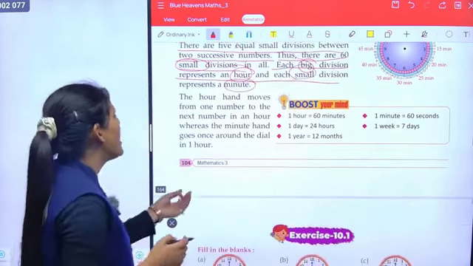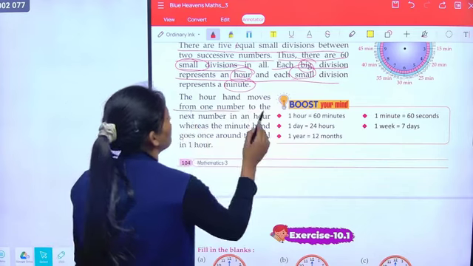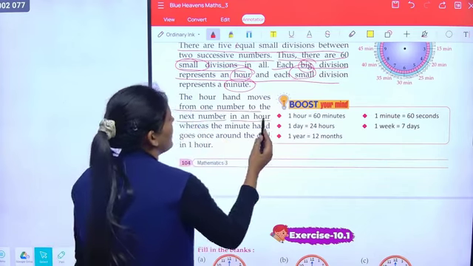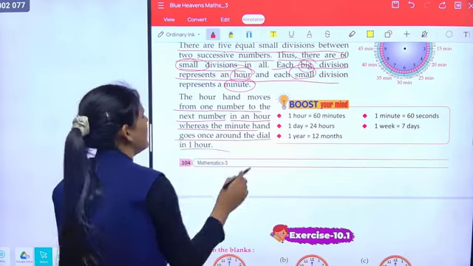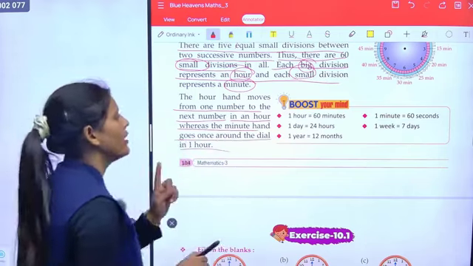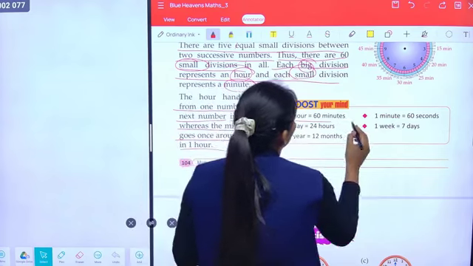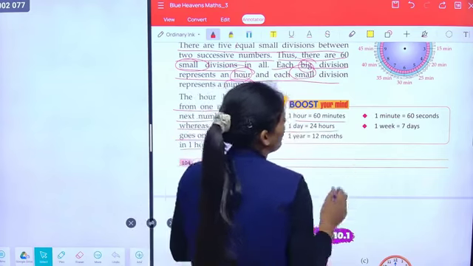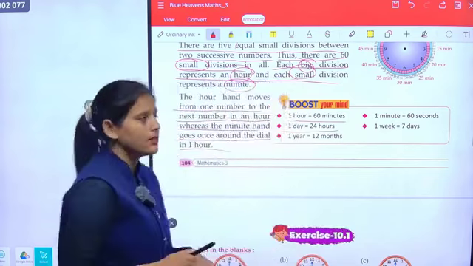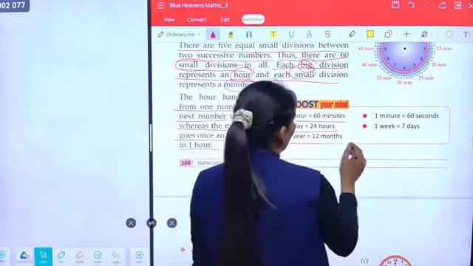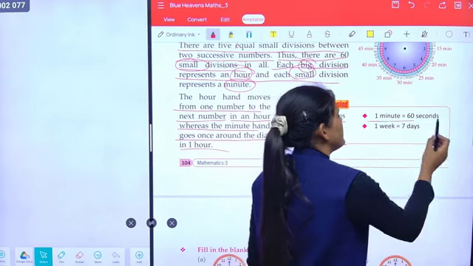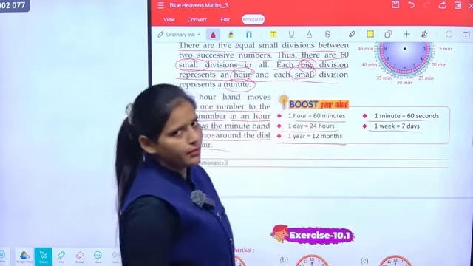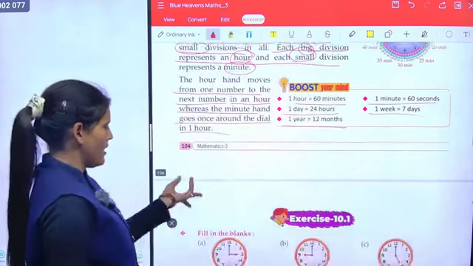Okay, the hour hand moves from one number to the next number in an hour, whereas the minute hand goes once around the dial in 1 hour, means 1 घंटा. 1 hour is equal to 60 minutes. 1 day 24 hours. A year 12 months. एक year में कितने months होते हैं? 12. Okay, 1 minute is equal to 60 seconds. 1 week is equal to 7 days. Understood?